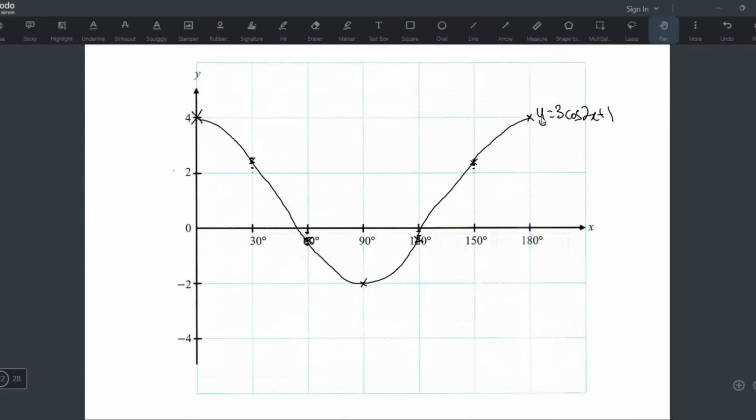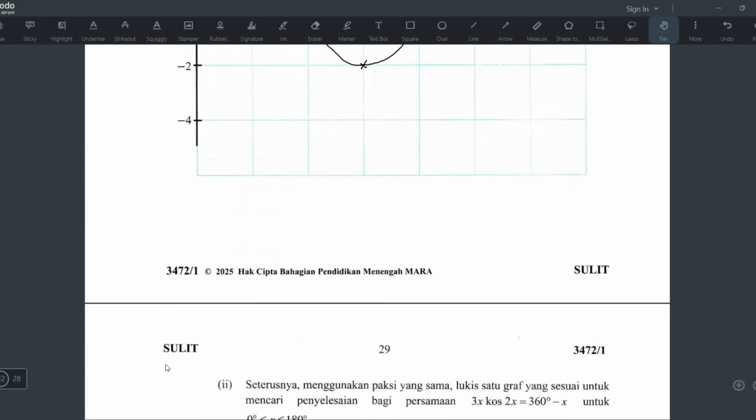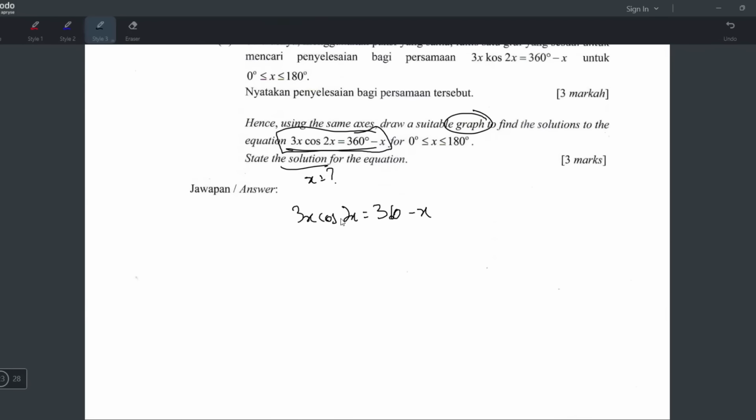Tengok balik sini. Your y is 3 cos 2x plus 1. So jadikan supaya dia jadi 3 cos 2x plus 1. So how we do that? Okay, first nak hilangkan x ni dulu. So you can divide by x. So it becomes 3 cos 2x, and then the x pindah sini jadi bahagi. 360 minus x over x. And then you plus 1. You plus 1 both sides.